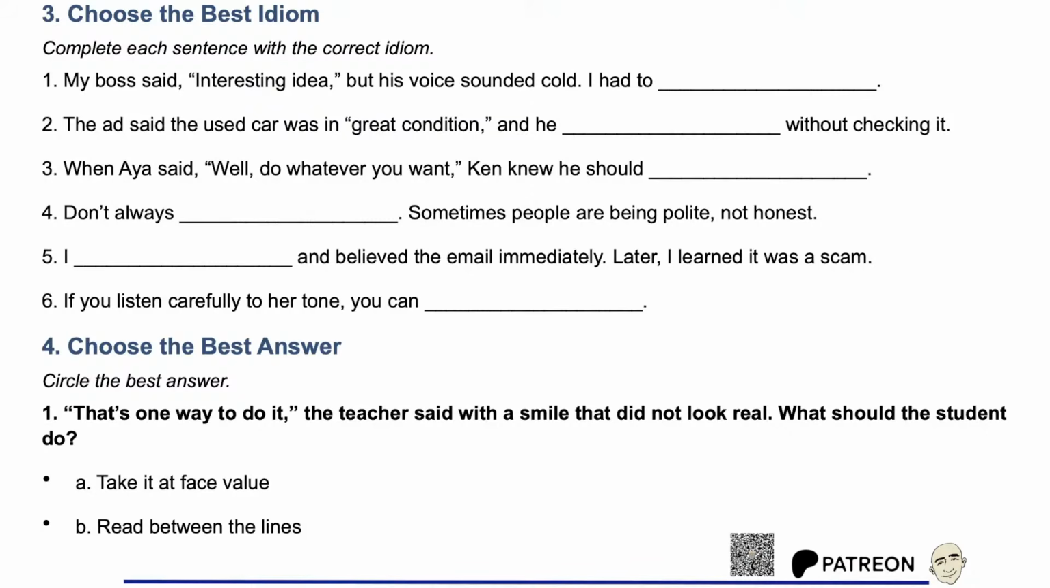And number 1, "That's one way to do it," the teacher said with a smile, that did not look real. What should the student do? One more time. "That's one way to do it," the teacher said with a smile, that did not look real. What should the student do? Either A, take it at face value, or B, read between the lines. Which one? Is it A or B?